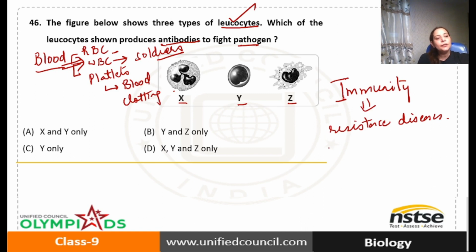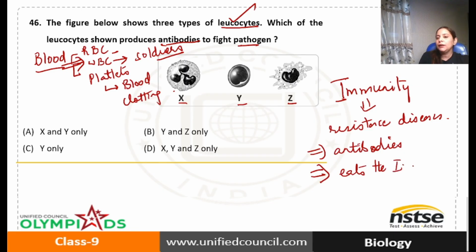Either it secretes some antibodies which fight against infection causing agents, or else it eats up the infection causing agent. So in both ways it is protecting our body from diseases. Basically, in that case it is building our immunity.